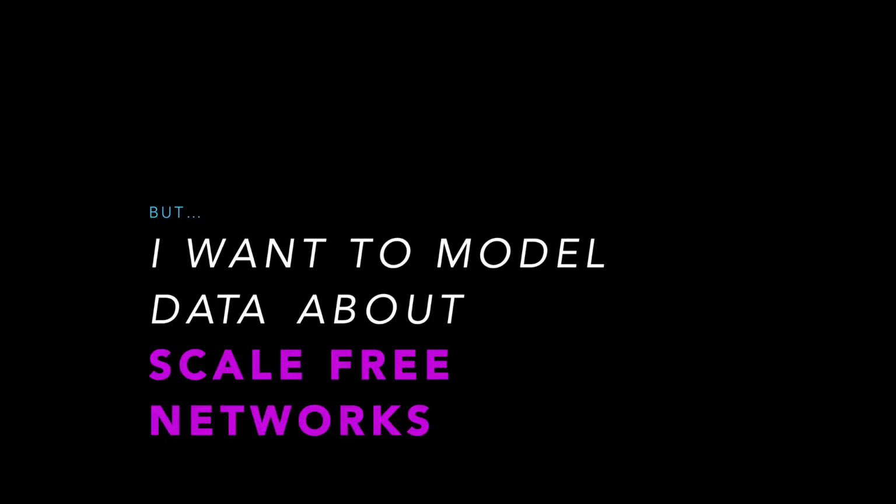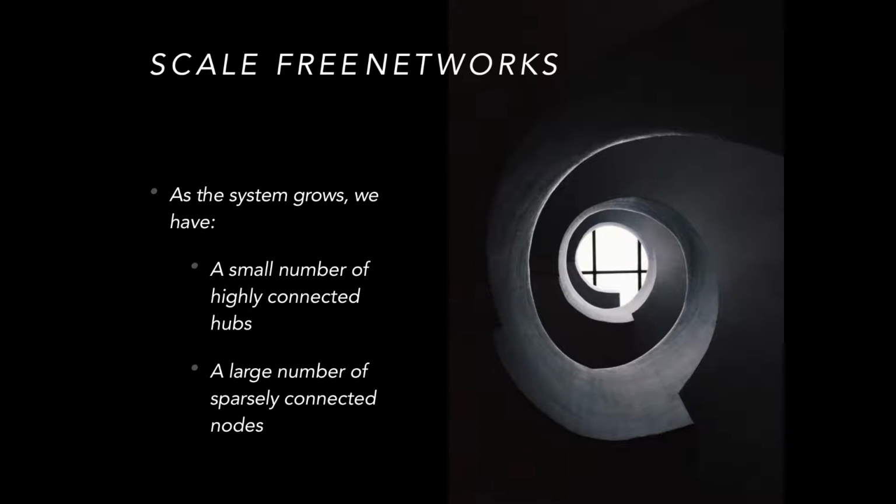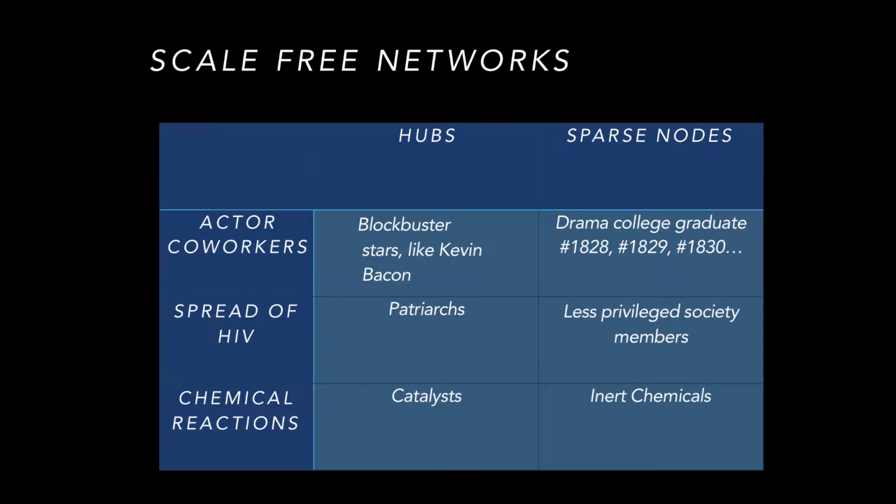The two data sets I've talked about already, Kevin Bacon and the spread of HIV, are actually both around the same shape. They're both scale-free networks, which essentially, as I said, means that you've got a small number of highly connected hubs and a large number of sparsely connected nodes. In these cases the hubs act as, say, blockbuster stars or patriarchs in sub-Saharan Africa, versus the much more common sparse nodes.